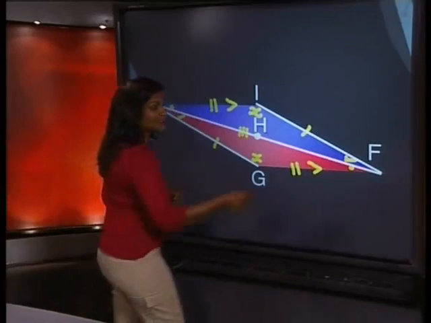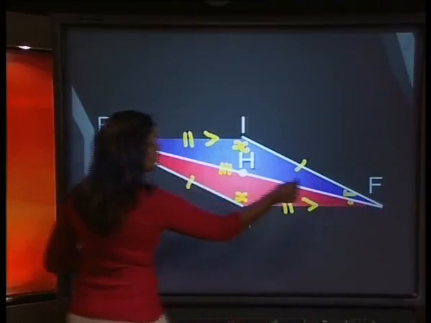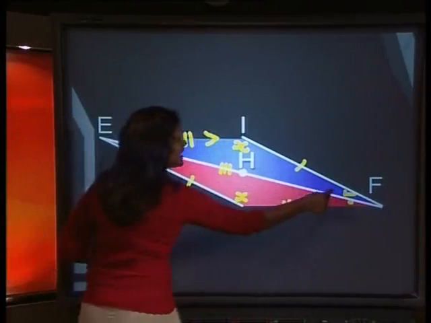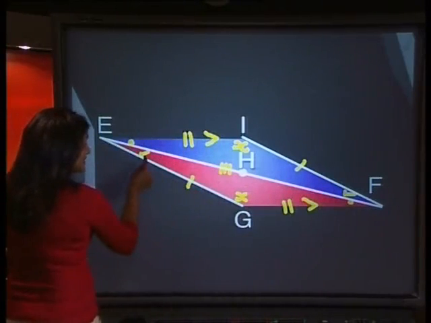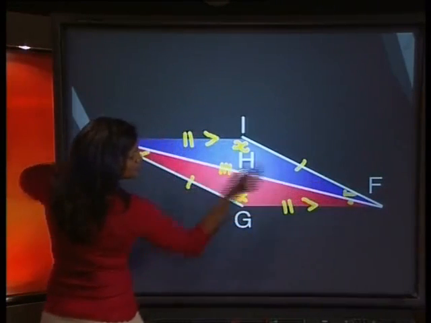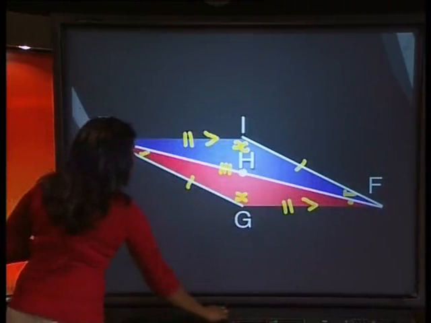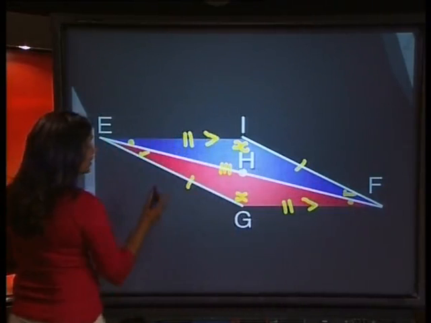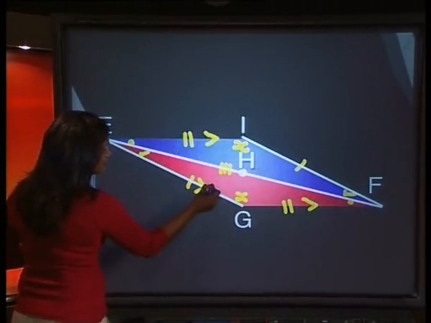So we can see that this angle here at F is equal to this angle here at E because they have the same markings. This angle at E and this angle at F are also alternate to each other. This means that EG must be parallel to IF, and we mark this like this.